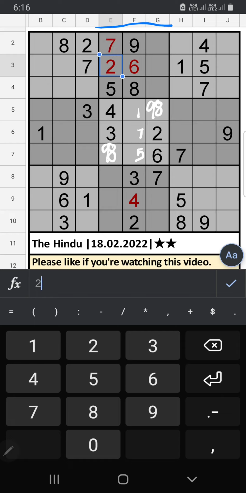The 7th grade, only 3 numbers are remaining: 1, 3, 4. It will come in any one of the cells. We will confirm later.